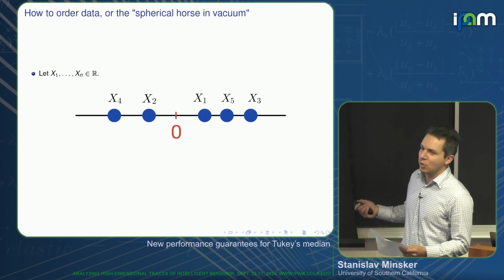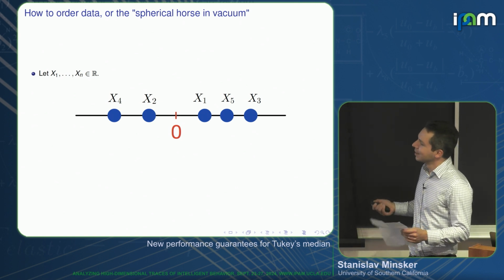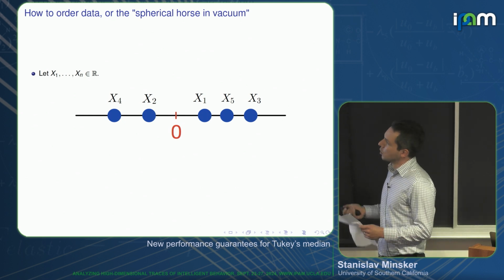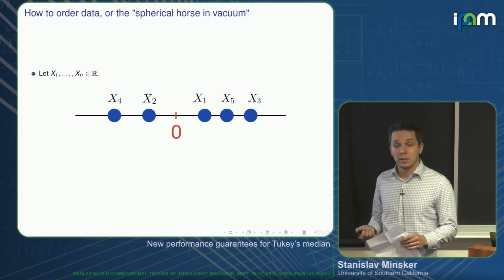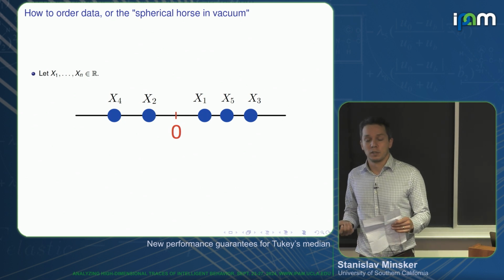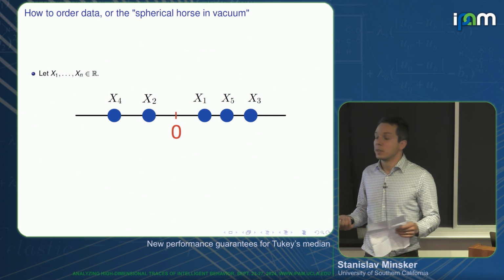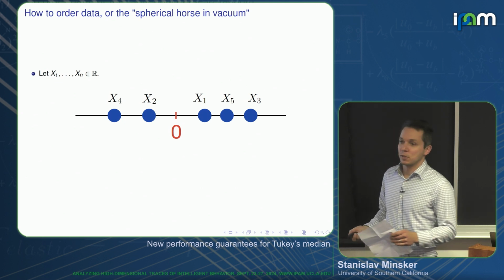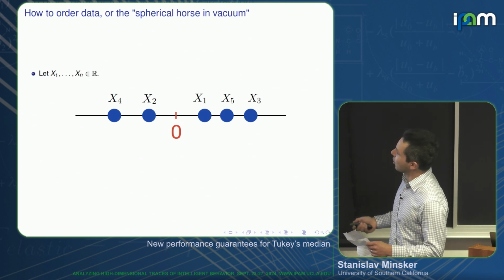Who knows this reference to the spherical horse in vacuum? Okay, so the story is about a sports betting company that hired a team of mathematicians to find the best parameters for the racing horse. And after a year of work, they asked them, so how's the progress? To which the mathematicians responded, well, we have fully investigated the case of a spherical horse in vacuum.